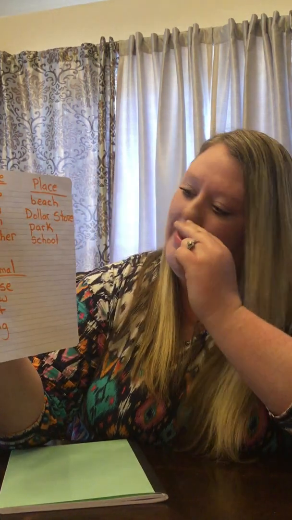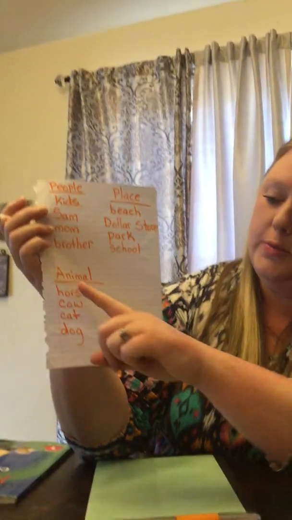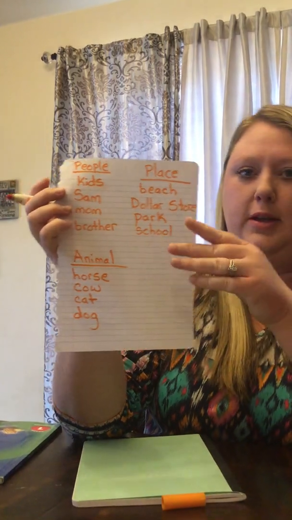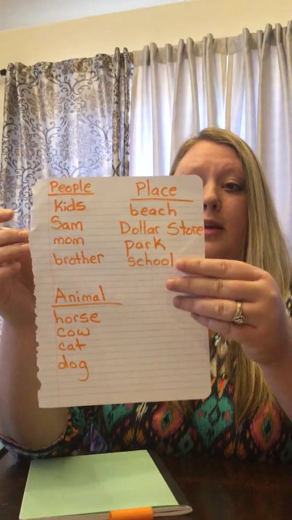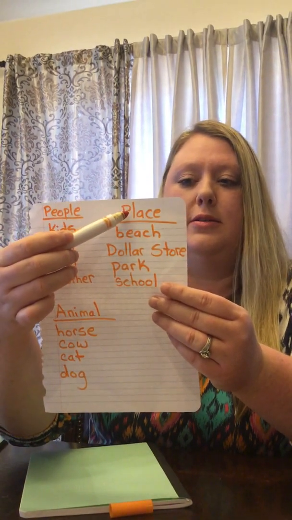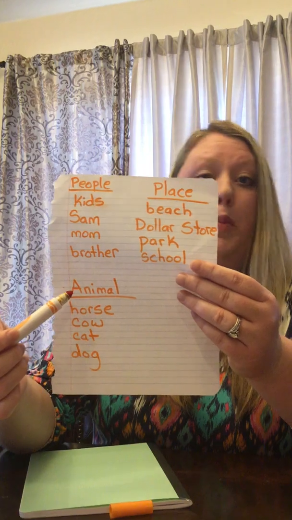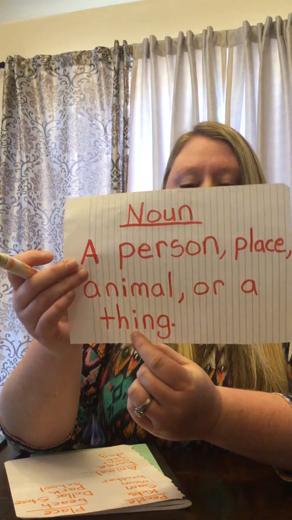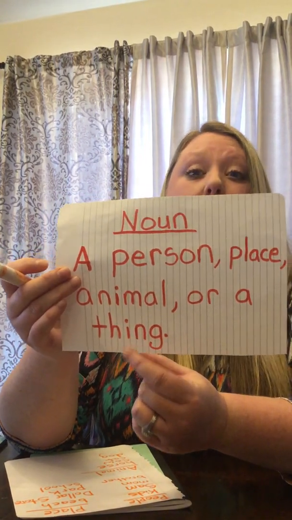Okay, so far I have 4 animals that are nouns: horse, cow, cat, and dog. Oh, and there's one more thing that can be a noun. I have people, I have places, I have animals. Y'all remember the last thing? Hold up my sign. The last thing that can be a noun is a thing. And I always tell the kids in my class, a thing is anything you can touch.